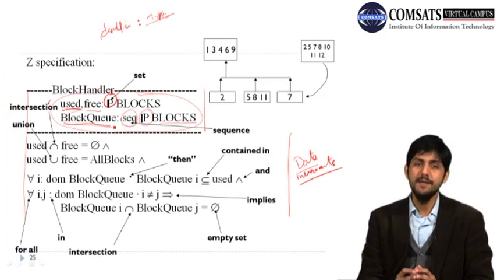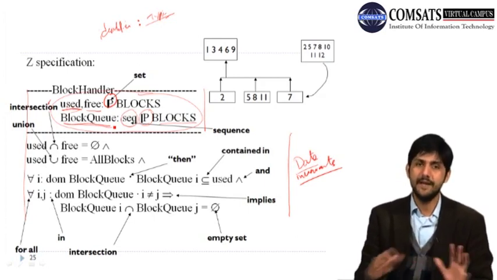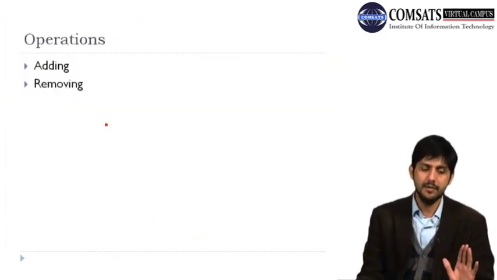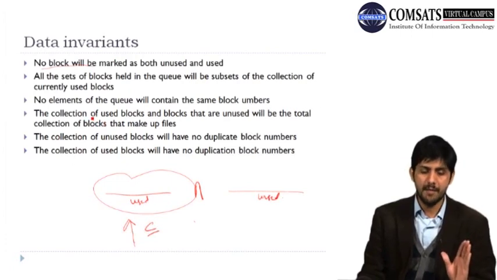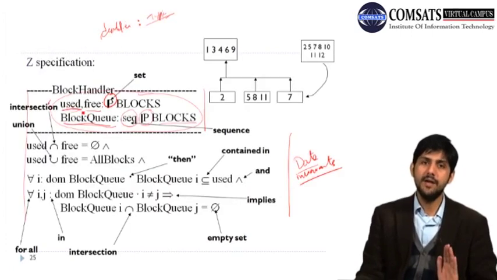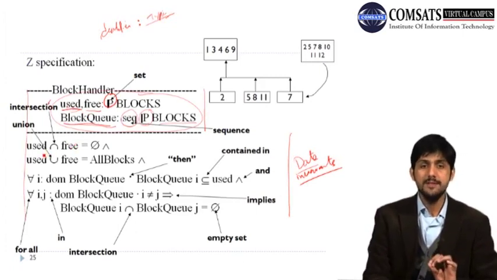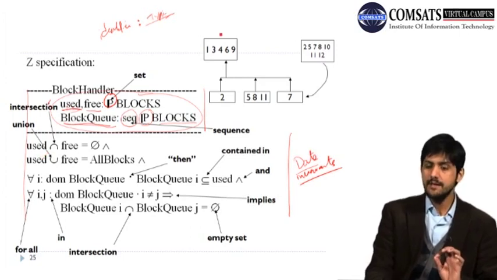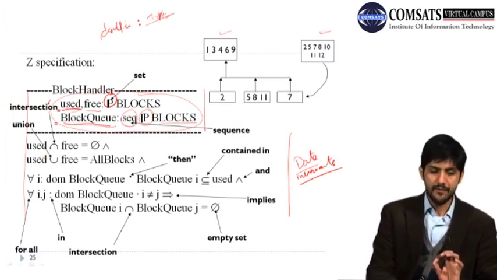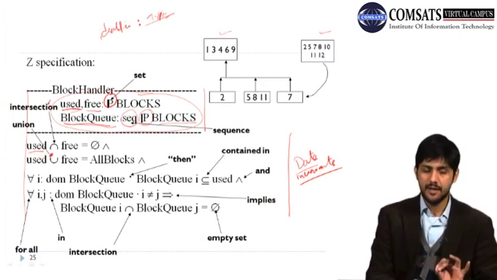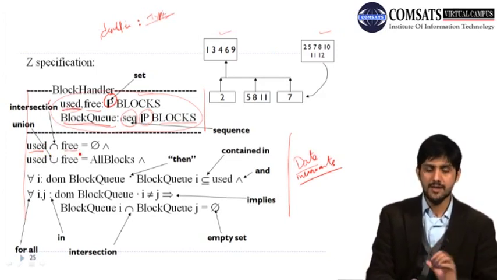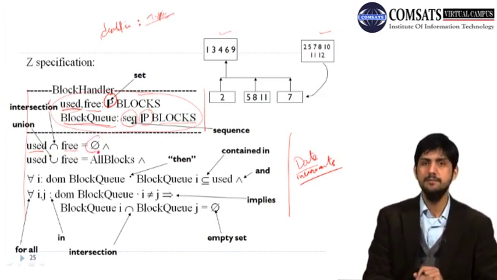So the next portion is tricky, where we said that we need to define all those data invariants, and remember we had quite a few data invariants in this particular example. A few are very easy to identify. The first one said that there should not be any common blocks in these two sets. So we know that the intersection of used and free sets of blocks should be null.